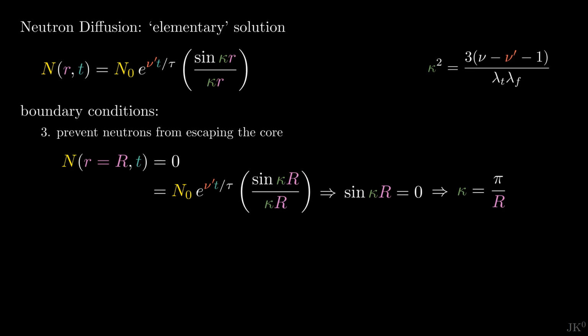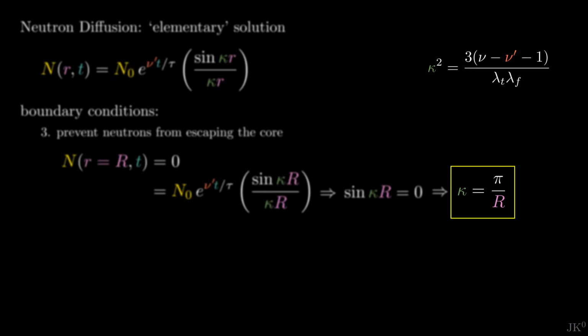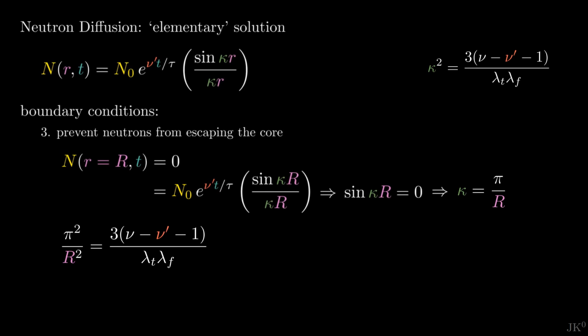But notice something that happens here. Now we have 2 ways of writing kappa. We have the original definition of kappa in the form of kappa square, and now we know that kappa is also pi divided by r. If I take the square of this kappa that we just found, it must be equal to the original definition of kappa. And from there, what we find is an equation that only depends on nu prime, which is the quantity we want to find.